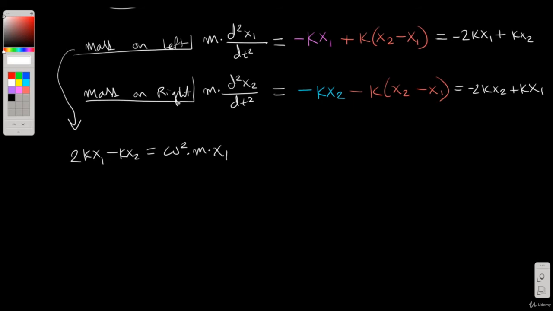And for the mass on the right, we have 2kx2 minus kx1 is equal to omega squared mx2. So obviously, before we have this here, but in reality there was always a minus in this omega squared, and so all I did was multiply both the left and the right hand side by minus 1. So we got this, and likewise with this equation here.